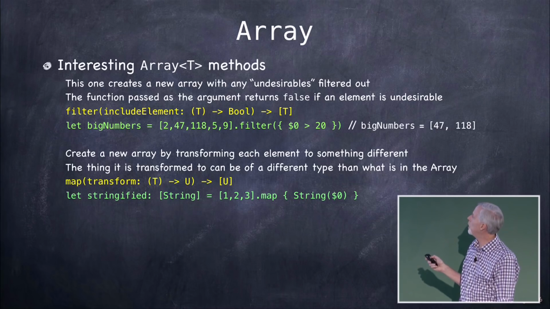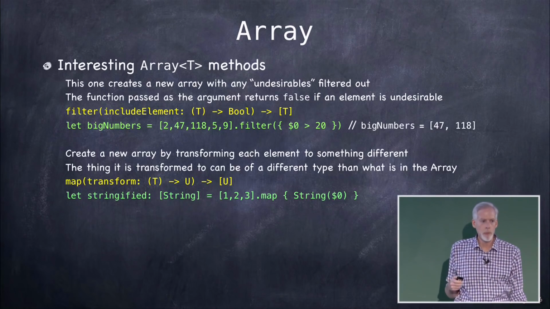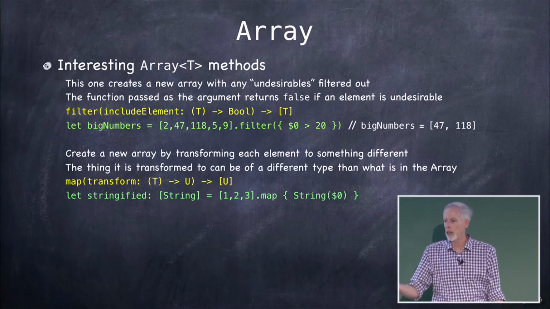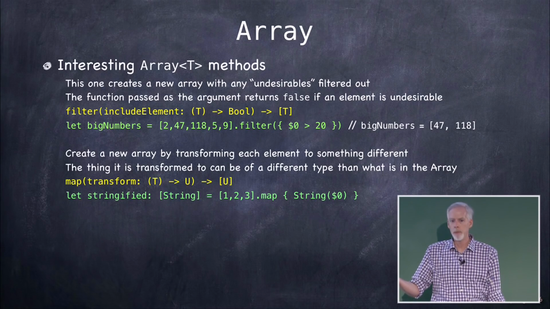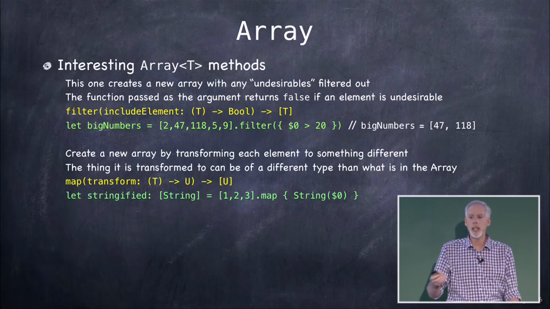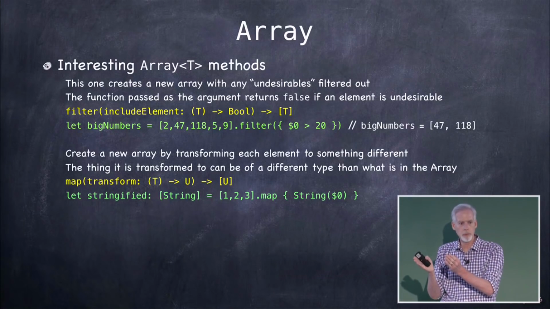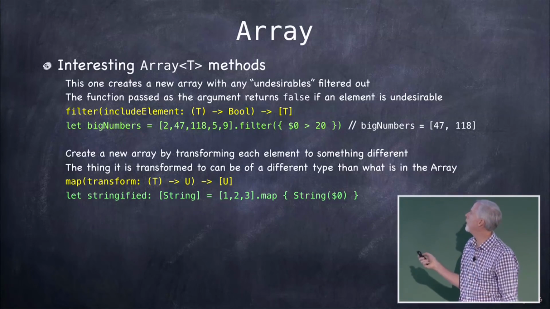I put this in here to show you that those parentheses are optional when a closure is the last argument to a function. Okay? When a closure is the last argument to the function, it can be outside of the function's parentheses, okay, and live on its own out here.